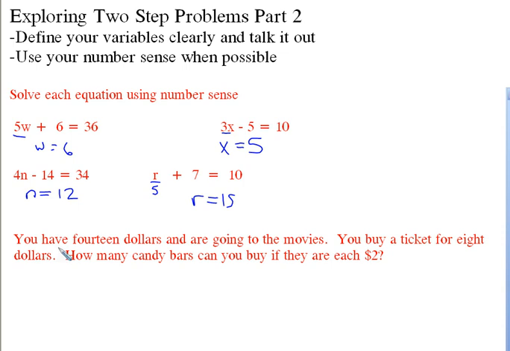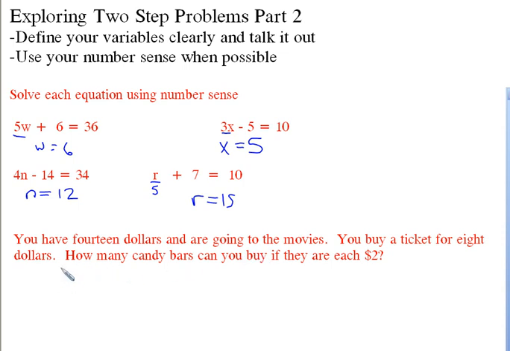Here, and here's a word problem. You have $14 and are going to the movies. You buy a ticket for $8. How many candy bars can you buy if they are each $2? Okay, probably the simplest way to do this is to go ahead and take the $8 and say, well, $8 plus 2 plus 2 plus 2 is going to give me 3 candy bars, and that's $6.